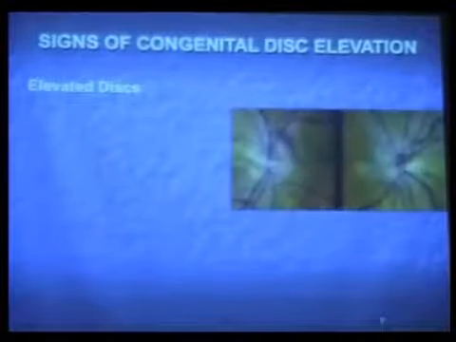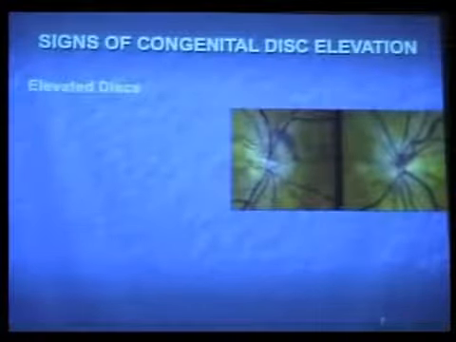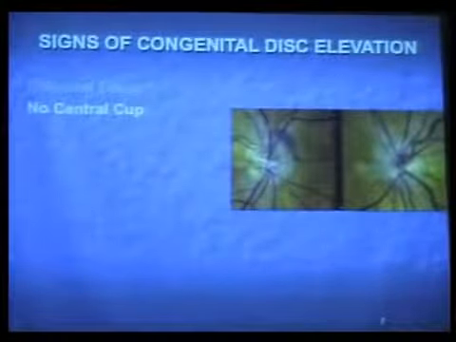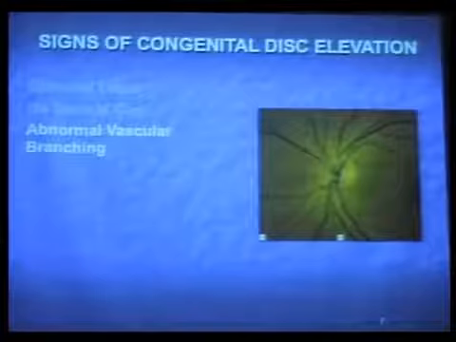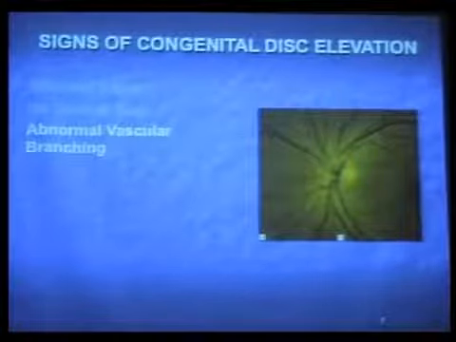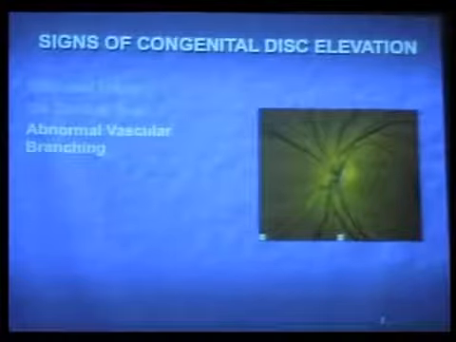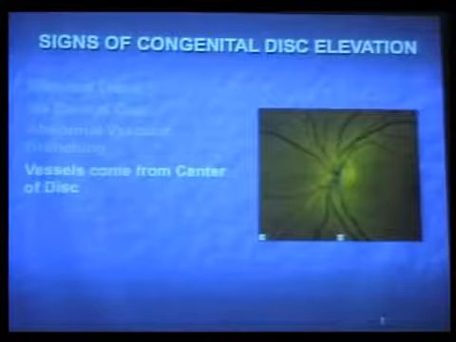And what are these signs? Well, the optic disc is elevated. That's not the diagnosis. That's why you have the problem. But if you look, there's no central cup. All of the vessels seem to come from the middle, and they are in an anomalous branching pattern. There are trifurcations, quadrifurcations, etc. So you see here that there is no cup, and all the vessels come from here, and they just appear to be too many vessels from that one point.